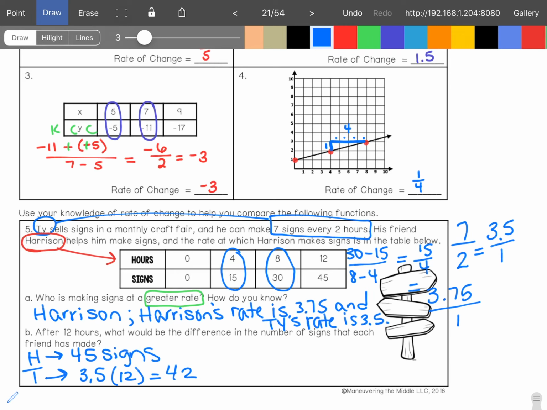And so then the question asks, what would the difference be? So look at the 45 and the 42. What is the difference? Which means to subtract. It's a difference of 3 signs.